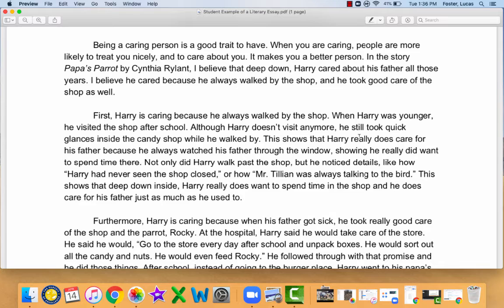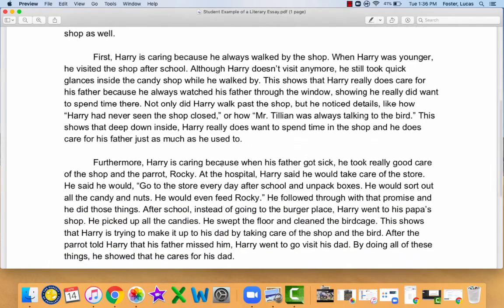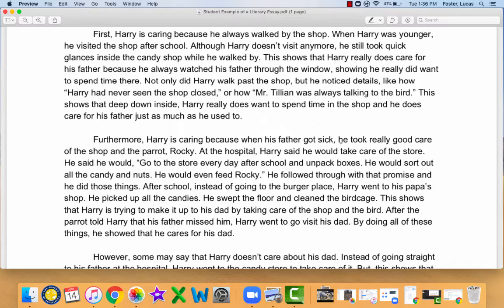And I also like how they included some things from the text. Notice the quotes here. Not only did Harry walk past the shop, but he noticed the details, like Harry had never seen the shop closed, or Mr. Tillian was always talking to the bird. Those are lines straight from the text. Now, the second reason was he took good care of the shop as well. Well, here we go right here, because when his father got sick, he took really good care of the shop, and of course, Rocky, okay?